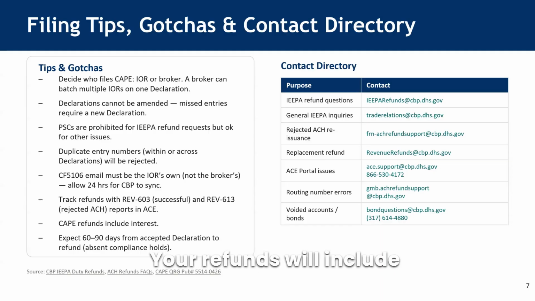Your refunds will include interest, and you can expect your refunds within 60 to 90 days of your declaration being accepted, absent if Customs decides to do some type of review or additional auditing. If that happens, then you might have a grouping of entries put on maybe a CF 28 or maybe a CF 29. I don't know, but they could put a grouping of entries in a compliance hold status. On the right are just some contact information for you, refund questions, general IEEPA inquiries. All this information is just there for your ease.